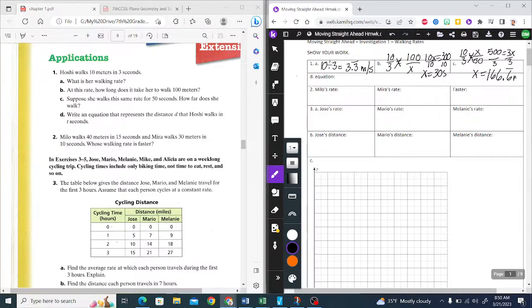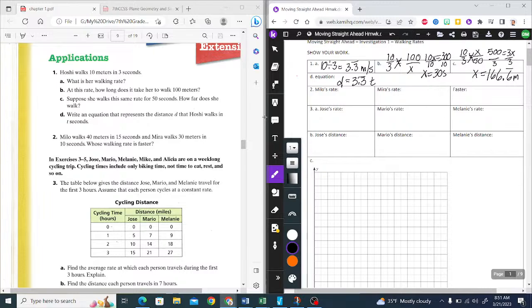And that's meters. So then we want an equation for, this is write an equation that represents the distance that Hoshi walks in t seconds. So we go d equals 3.3 repeating times t.